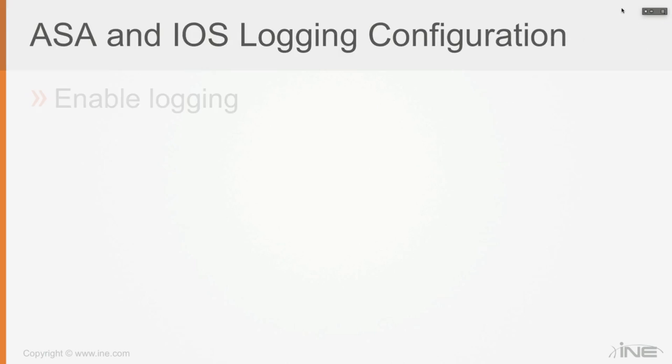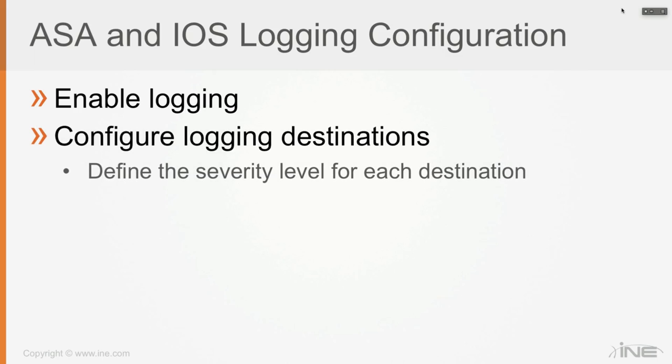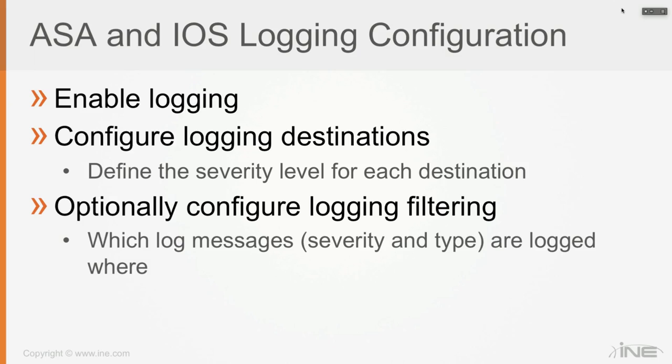Now, configuration wise, you enable logging. It has to be enabled: logging on. You configure logging destinations, so you choose to which destinations you want the log message to show up. You say at the console level, what is the severity level I want logging messages to show up? At the VTI lines, at the buffer, at the syslog server, and so on. And optionally, you can configure logging filtering, which means you can specify which log messages, severity and type, are logged where.